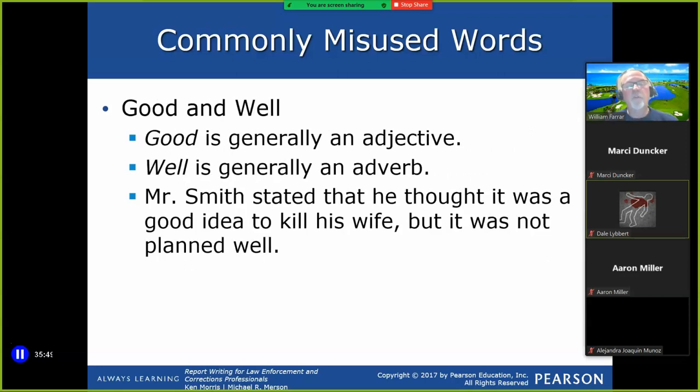So again, words. Same with good and well. Okay, and this happens all the time. Good is generally an adjective. Well is generally an adverb. So, Mrs. Smith stated that he thought it was not a good idea to kill his wife, but it was not planned well. So good and well.